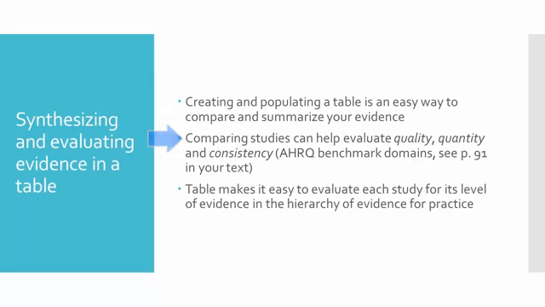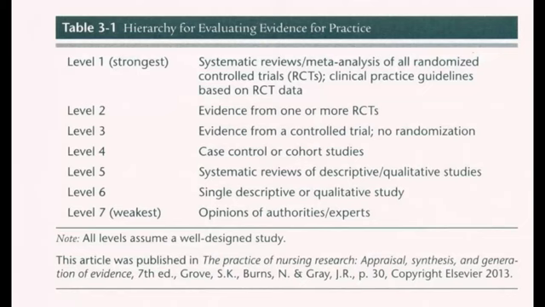Additionally, the table can simplify the process of determining where each piece of evidence falls in the hierarchy of evidence for practice, which can be found on page 72 of your text in Table 3-1. As you populate the table and describe the design of each study, you can refer to the hierarchy and assign a level to each piece of evidence. Looking at where your evidence falls in the hierarchy will allow you to determine the overall strength of the body of evidence you've assembled.